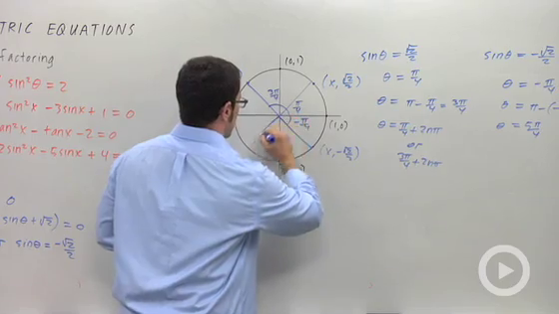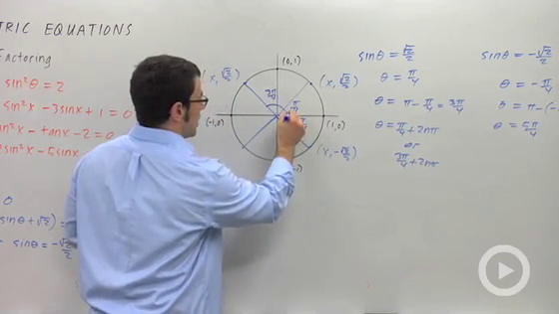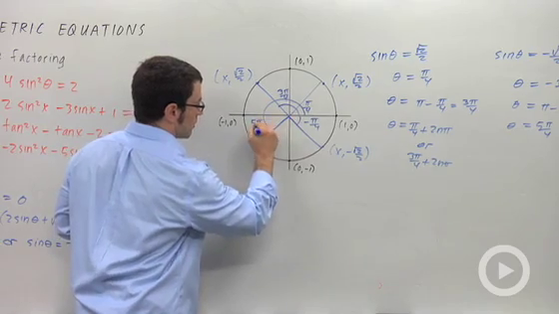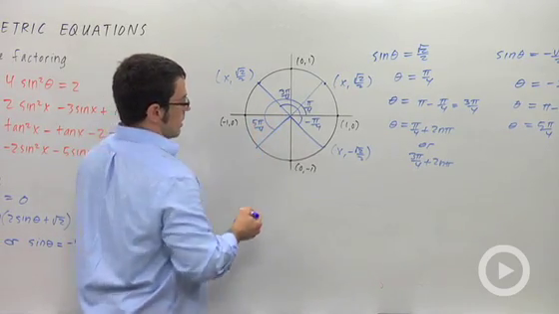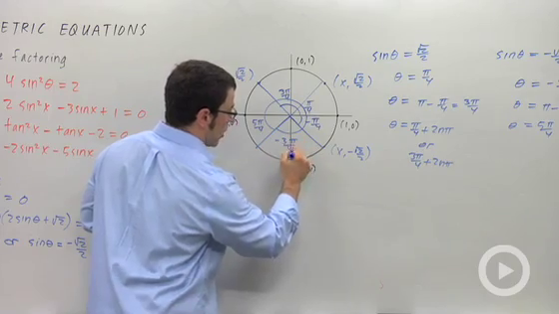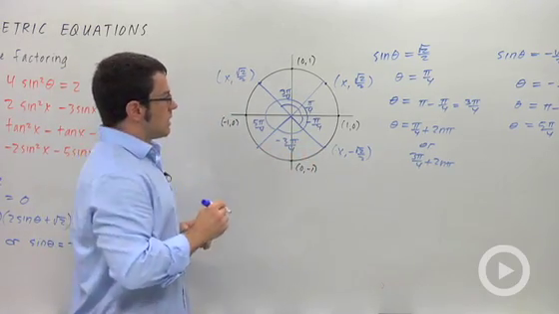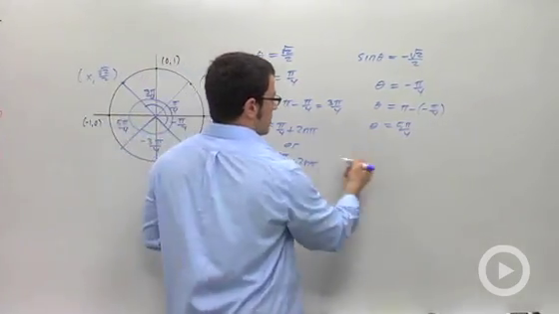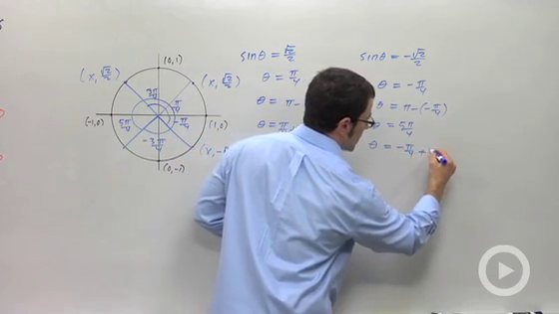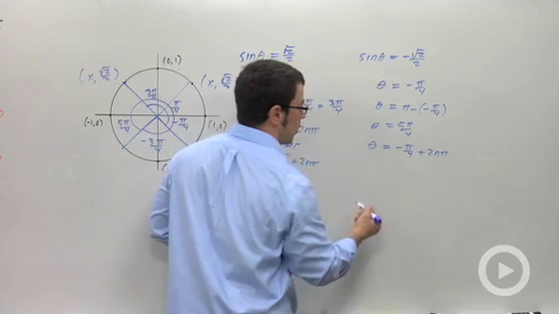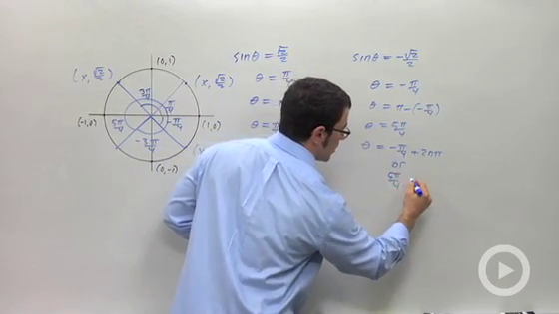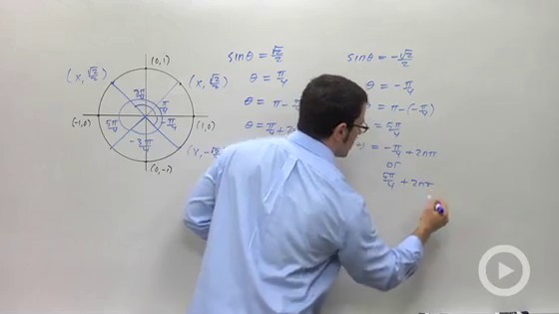And incidentally, 5 pi over 4 is this angle, starting here, going around to there. That's 5 pi over 4. You might say, wait a second, isn't that also negative 3 pi over 4? And you can call it either one. So in our final solutions, we have to use periodicity. So we get negative pi over 4 plus 2n pi, or 5 pi over 4 plus 2n pi.